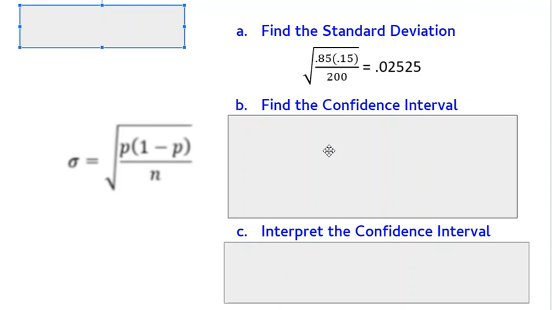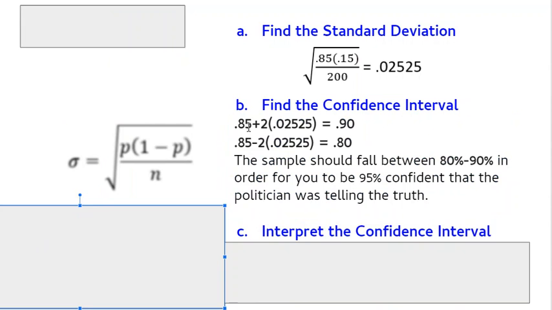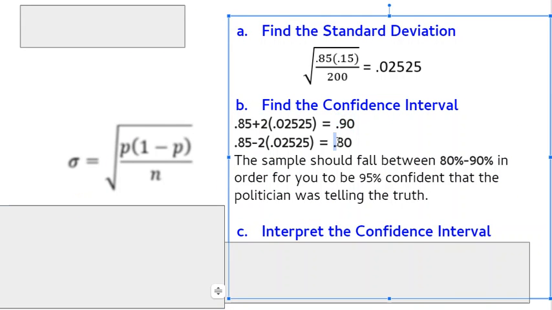For the next one, to find your confidence interval, you need to take your 85% or your 0.85, and you need to add 2 standard deviations and then subtract 2 standard deviations. So you would get these numbers. So they were rounded to 0.90 and 0.80, which is 80% and 90%.